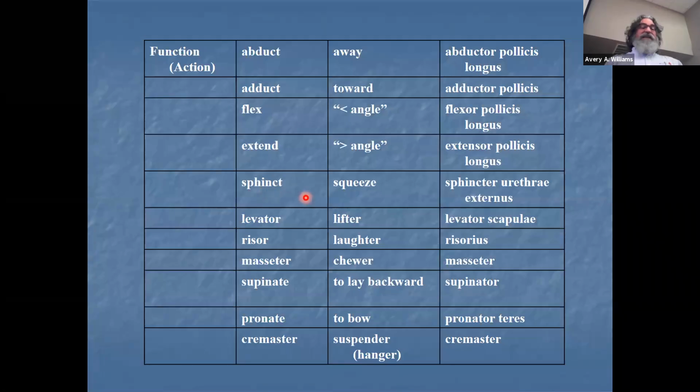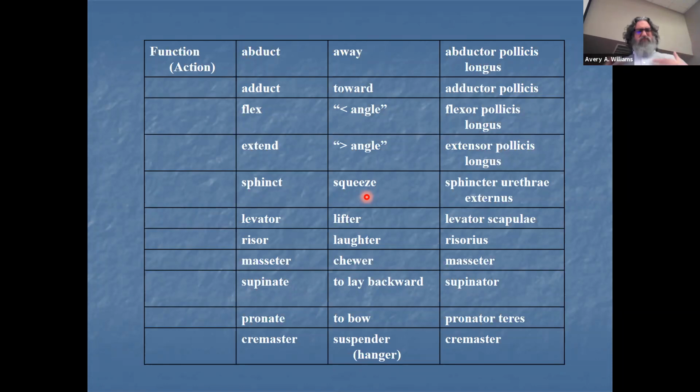Okay, next is sphinct. The word sphinct literally means to squeeze. And you've heard of sphincter muscles, a sphincter. It used to be like a derogatory term on the playground. If you want to insult a classmate, you point your finger and call them a sphincter. Oh, you sphincter. What are you thinking about? You're thinking like an anal sphincter, right? Or some kind of sphincter.